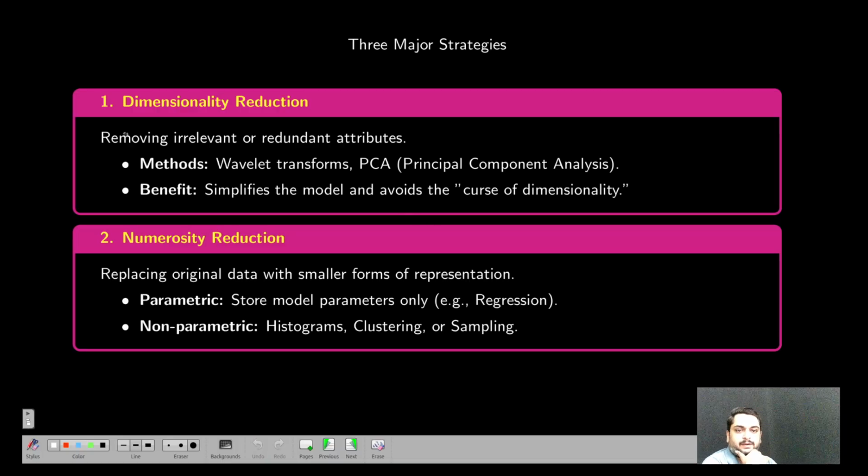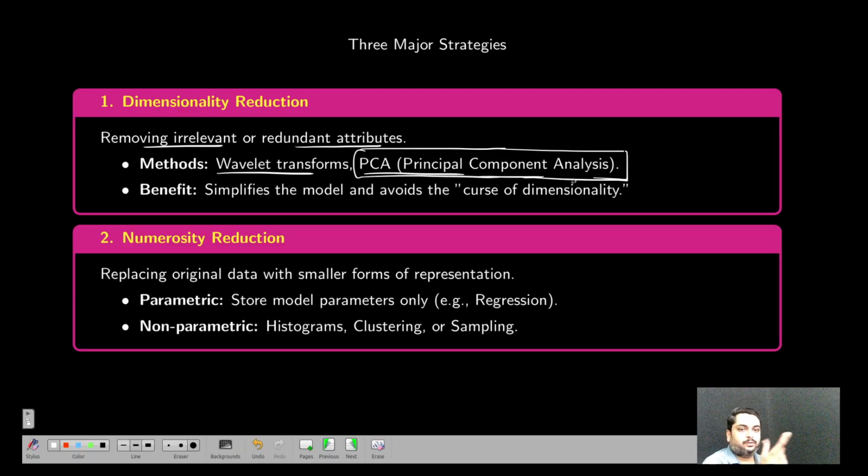I already explained dimensionality reduction, removing irrelevant or redundant attributes. Different methods we use are attribute transforms or principal component analysis. This is data science; we have already learned about this in detail in the machine learning algorithms. I've given the link in the description. You can check it out. In principal component analysis, only the major components, the major principal axes, will be selected. It simplifies the model and avoids the curse of dimensionality. So to avoid the curse of dimensionality, use principal component analysis.